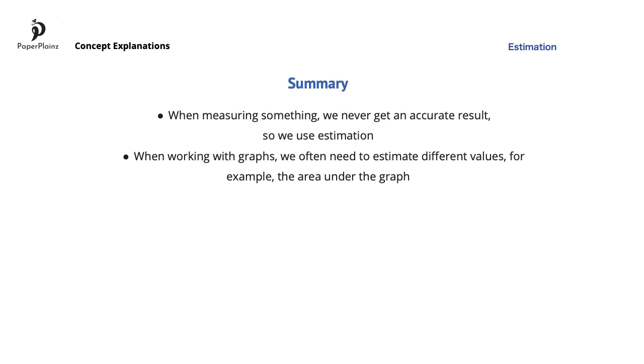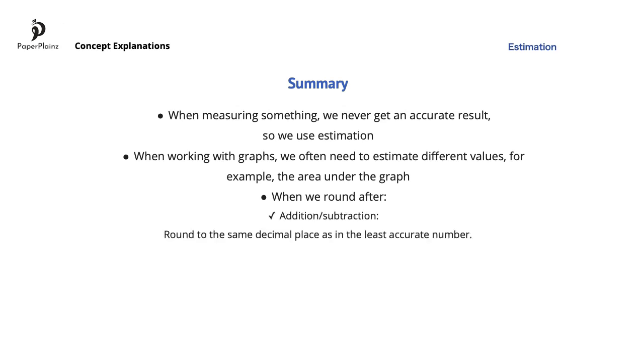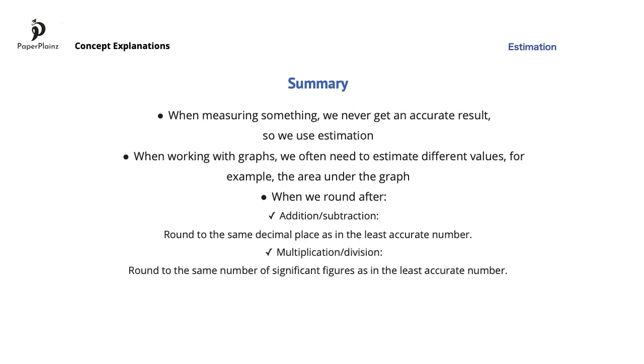Rounding is a type of estimation. We discussed how to round after carrying out a calculation. So when we round after an addition or subtraction, we have to round to the same decimal place as in the least accurate number. After multiplication or division, we round to the same number of significant figures as the number of significant figures in the least accurate number. And finally, when we raise a number to a power or take its root, we round to the same number of significant figures as in this original number.